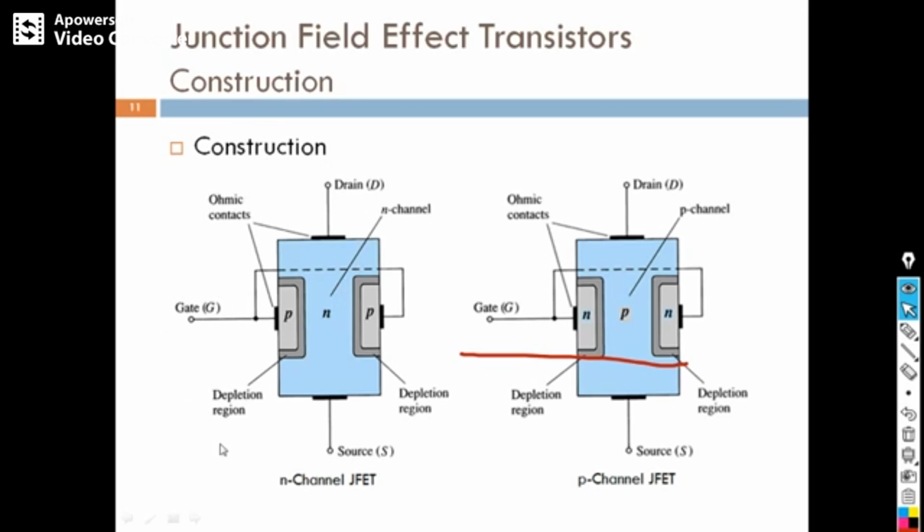So the FET is a three-terminal device. One is the drain, second is the source, and third is the gate. This is the N channel.